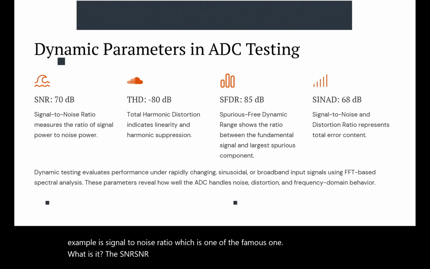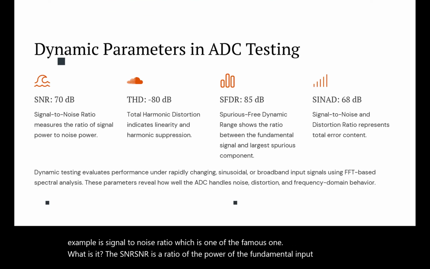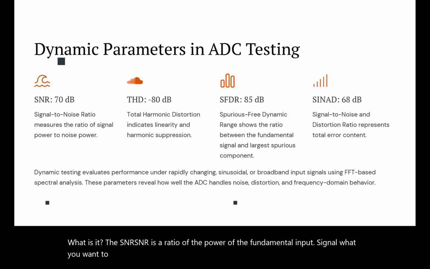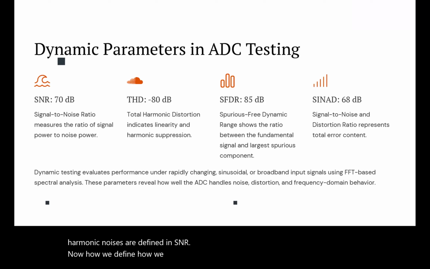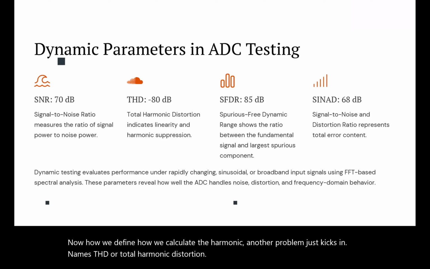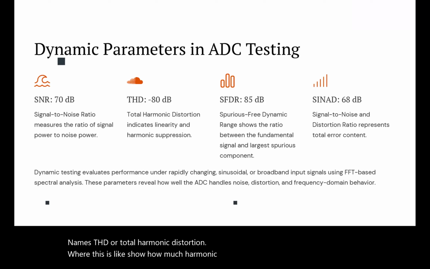SNR is a ratio of the power of the fundamental input signal, what you want to see in the ideal case, to the power of all non-harmonic noises. Pay attention. Non-harmonic noises. Harmonics are not included in SNR. Non-harmonic noises are defined in SNR. Now, to calculate the harmonics, another parameter kicks in, named THD, or total harmonic distortion, which shows how much harmonic content appears in the output.